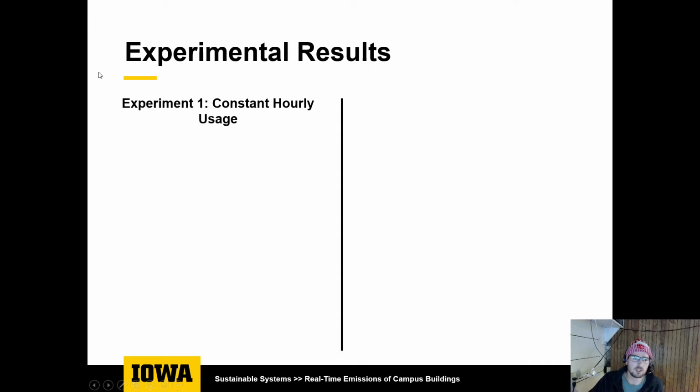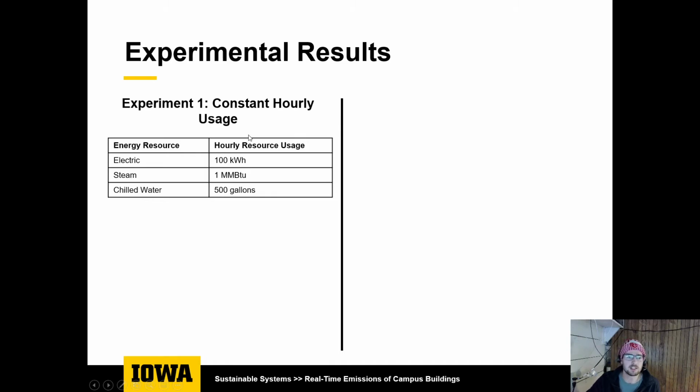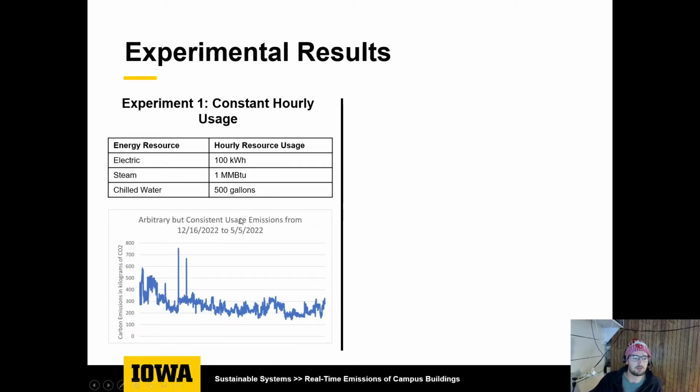The first experiment was looking at a constant hourly usage. So imagine this is some contrived building that uses the same amount of each energy resource every hour. This building is going to use 100 kilowatt hours of electric, 1 MMBTU of steam, and 500 gallons of chilled water. And it'll use this every hour. It won't change. Given this workload, we can look at the emissions that resulted from it throughout time. And here's a graph of that.